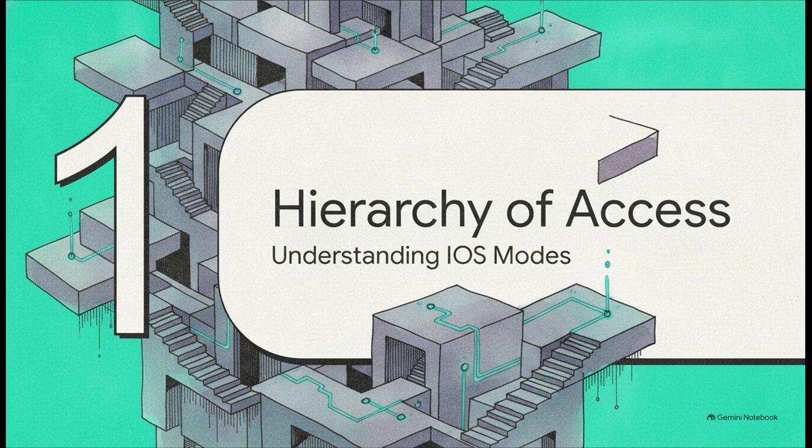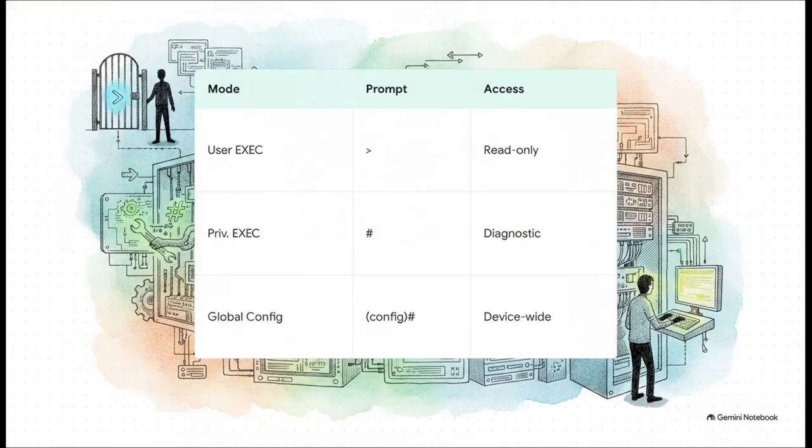Okay, section 1, the hierarchy of access. We're starting our journey right here by understanding the concept of depth in IOS modes. Now, what's really interesting here is how the prompt physically changes as you move deeper into this system. It's kind of like leveling up in a video game. You start out at user EXEC, which is marked by that greater than sign. Think of this as the lobby. It gives you really limited read-only access.